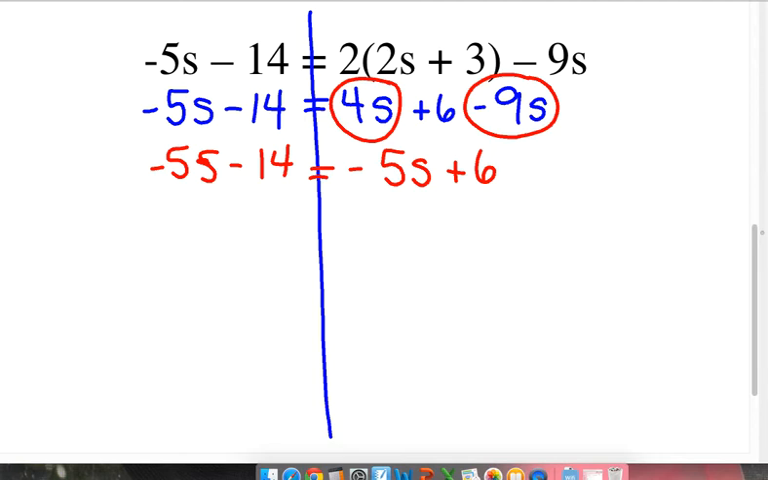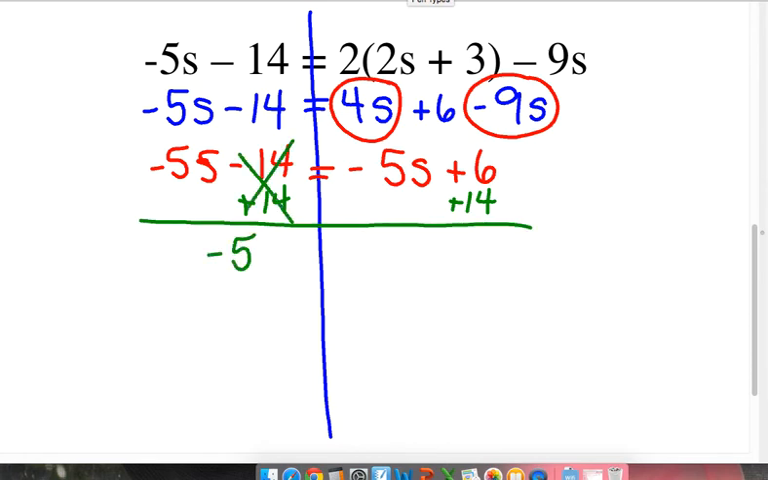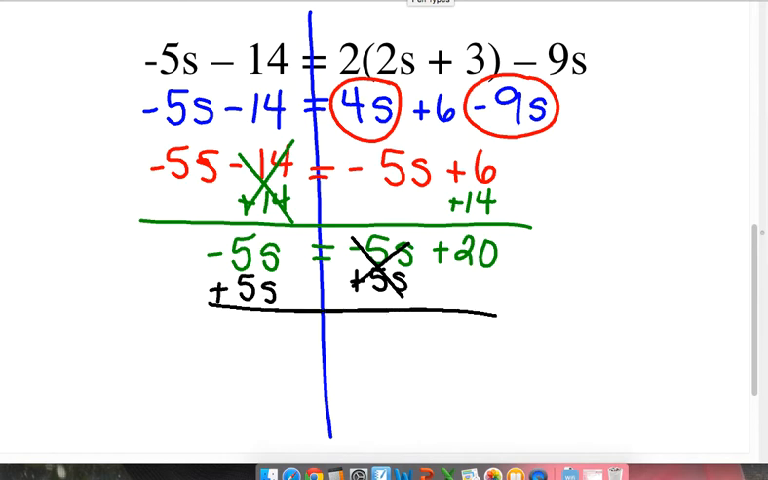Let's see, I need to deal with my constants first. I'm going to add 14 to both sides. Remember this? These multi-step equations, we try to focus on our constants first. Plus 6 plus 14 gives me plus 20. Now I need to move that minus 5s over to the other side. So I'm going to add 5s. So that cancels, and add 5s there. I get 0s equals 20.